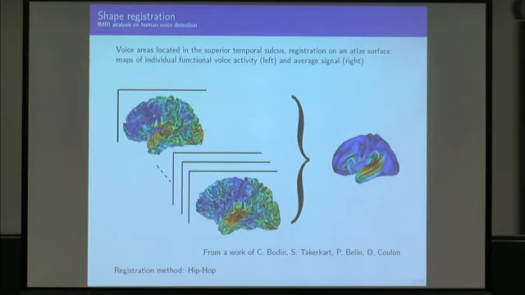And they have this assumption that the bottom of this fold has a high biological consistency inter-individual. So they use this prior on biological homology between shapes to improve the registration.